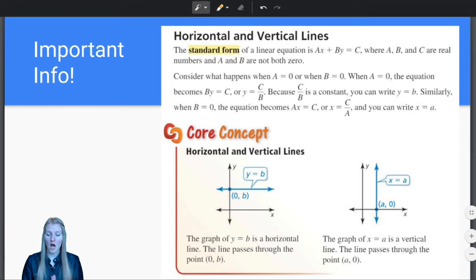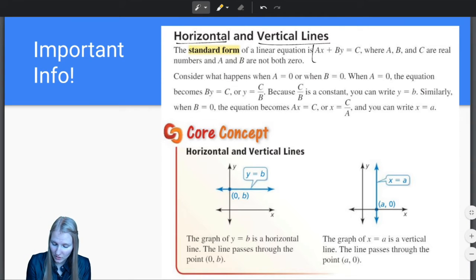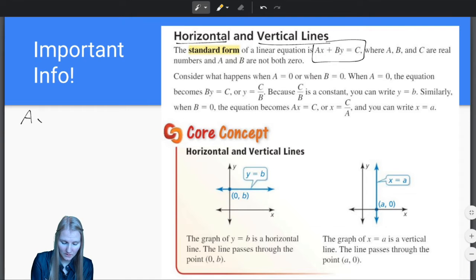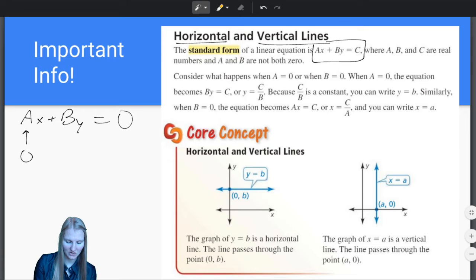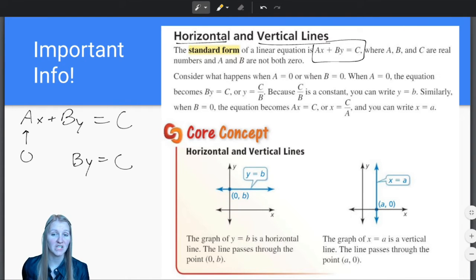So, first, we want to talk about horizontal and vertical lines. So, if you take standard form, ax plus by equals c, if you make a 0, well, what is 0 times x? That's 0. So if a is 0, you're just left with, whoops, that should be equals c. You just have by equals c.